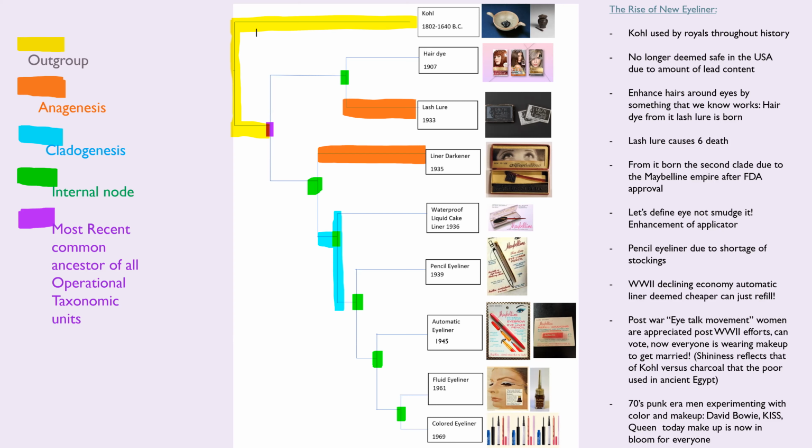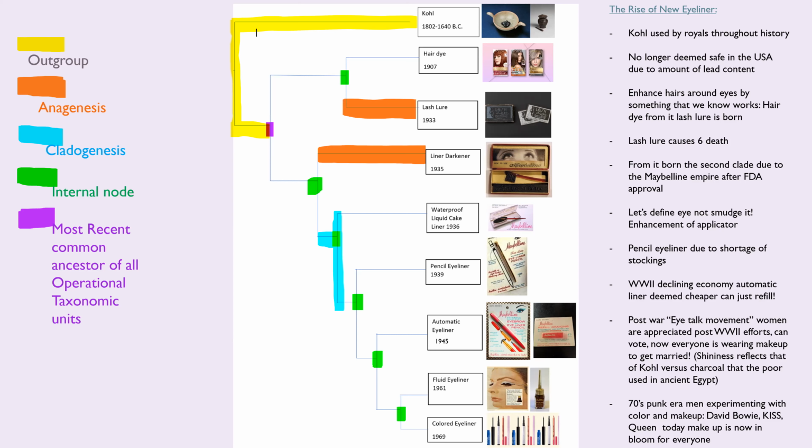In an animal or an organism, this would represent an evolutionary split of a parent species or a common ancestor to form a clade. Here we see the first example marked by the most common ancestor of all OTUs, purple in color. We can think of this as the rise of scientific information regarding the effect of lead. This gave rise to two clades that once again encountered cladogenesis.